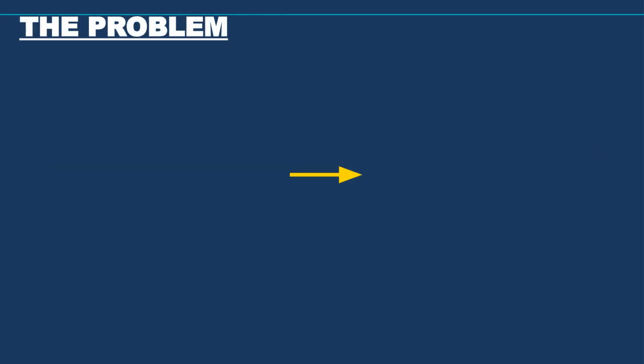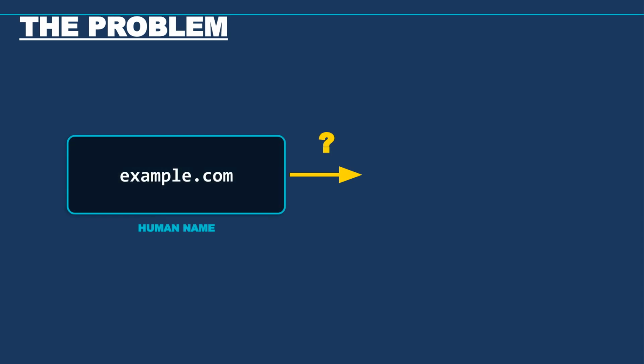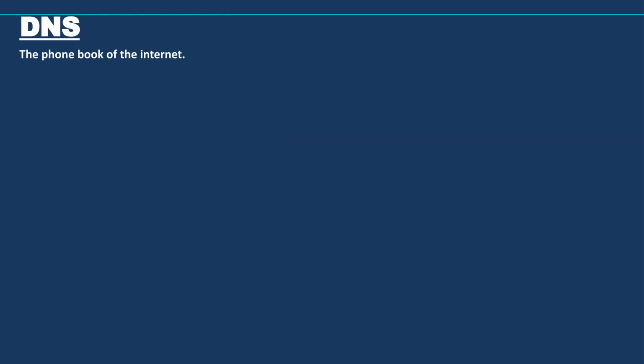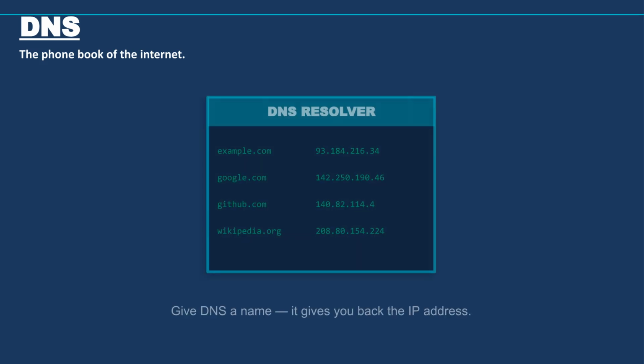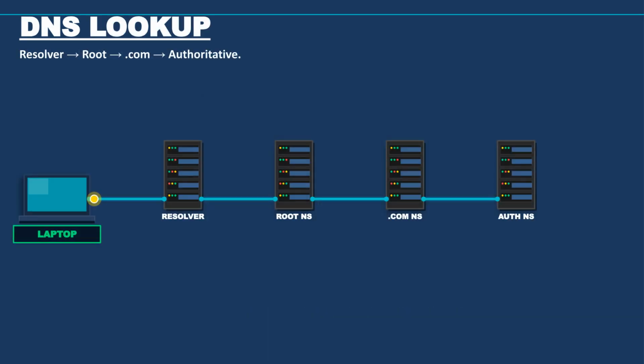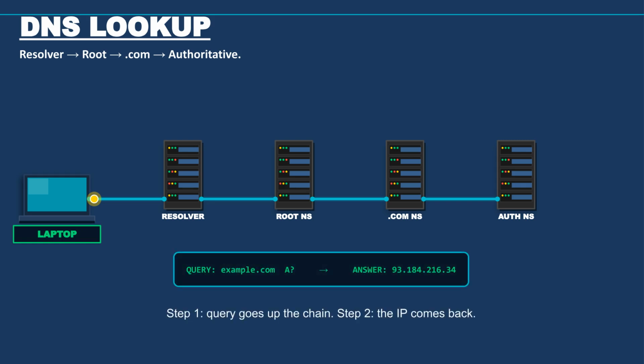server replies. The problem is that computers do not understand human names, like "example.com." They only route data by numbers, specifically IP addresses like 93.184.216.34. To solve this, we use DNS, the domain name system, essentially the phone book of the internet. You give DNS a name, and it gives you back the corresponding IP address. The DNS lookup process goes up a chain of servers: resolver, root, .com, and authoritative. The query goes up the chain, and the IP address then comes back.